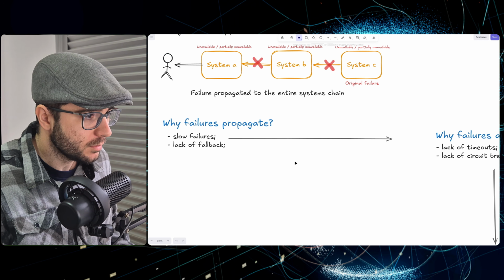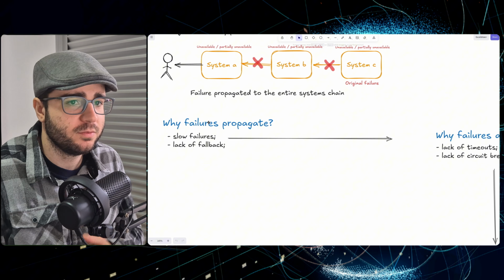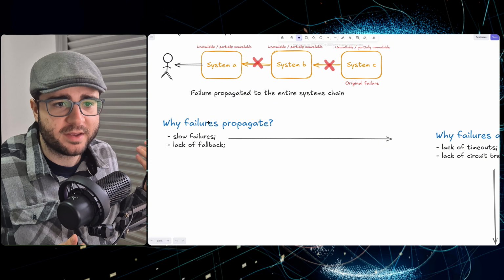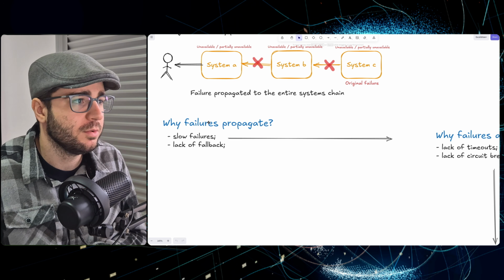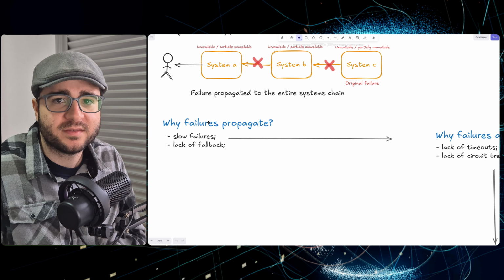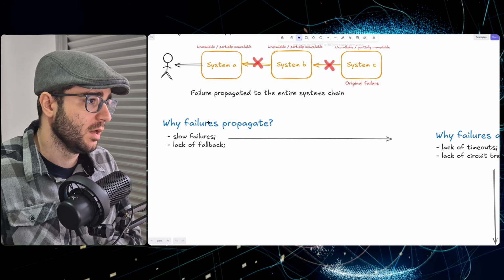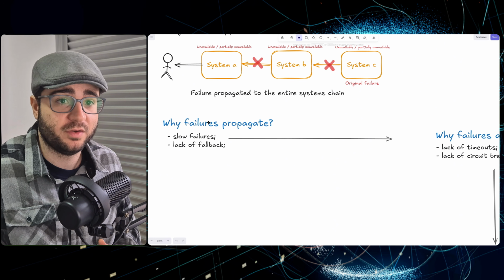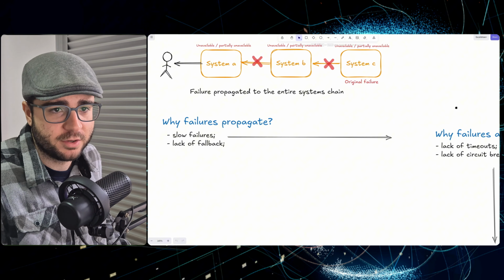So when we think about why the failures propagate, we have the lack of fallback and we have the problem with slow failures. In today's video, we'll talk about the slow failures because the fallback is just having a second option implemented, that is not that difficult, but it's important to understand why these slow failures are going to cause those cascading failures.